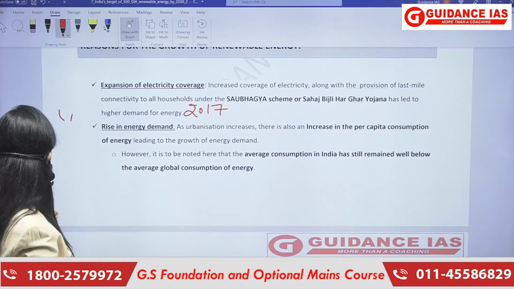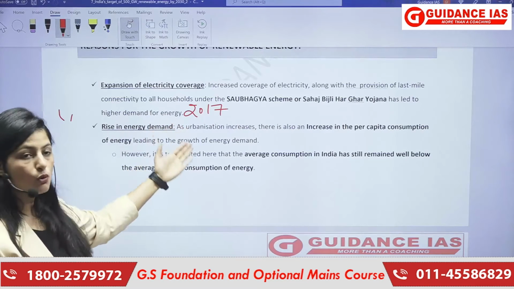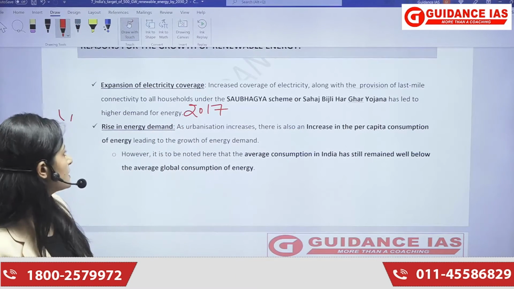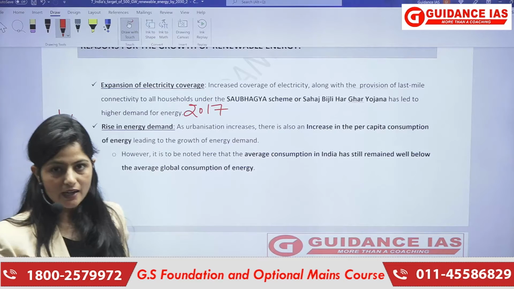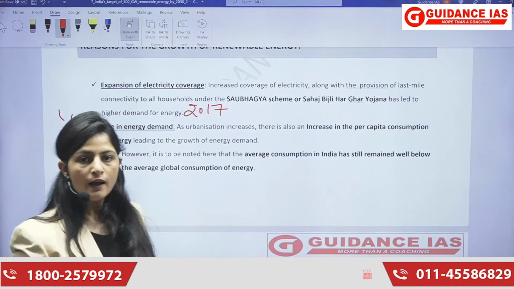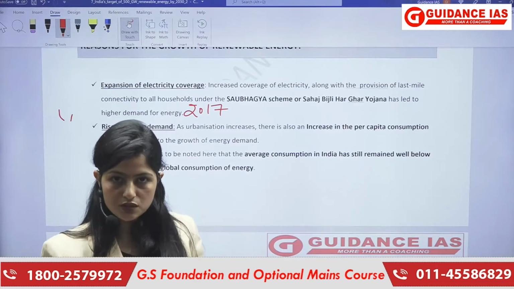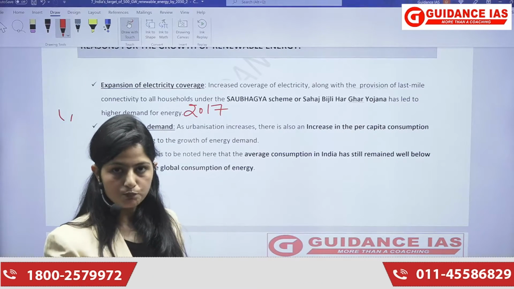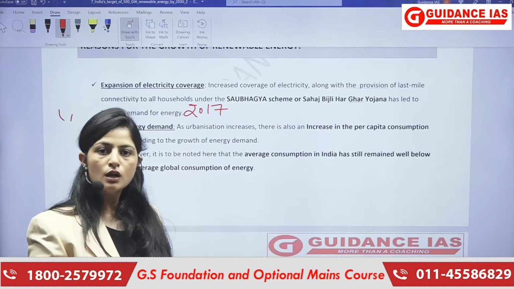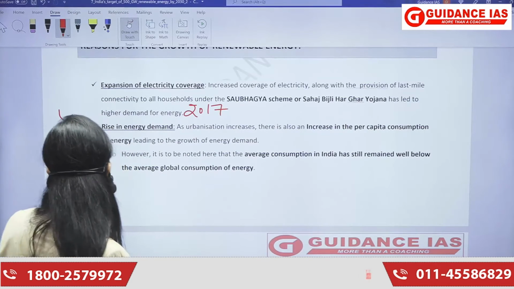So yes, since we are focusing upon such schemes, the electricity coverage of course is expanding, and we need to achieve that expansion. We need to achieve the demands of the people, the demands of the electricity generating. I mean, people are demanding. We need to fulfill that demand.